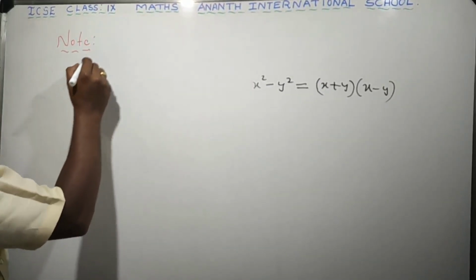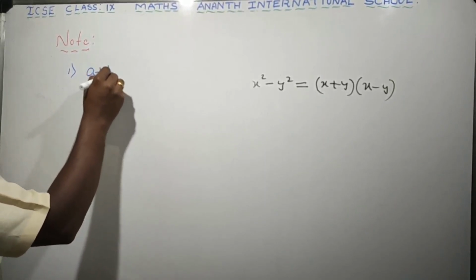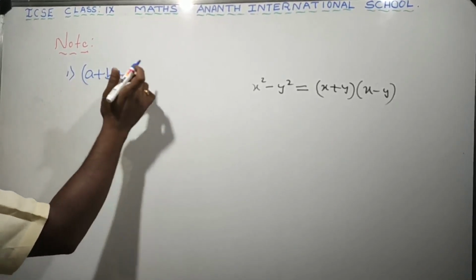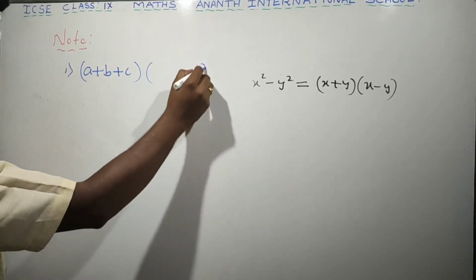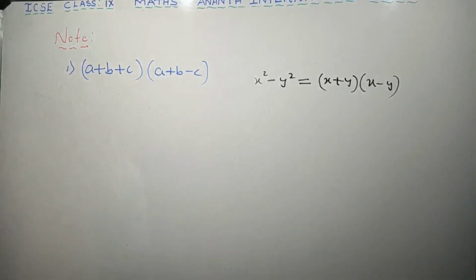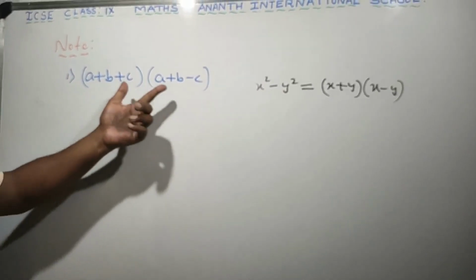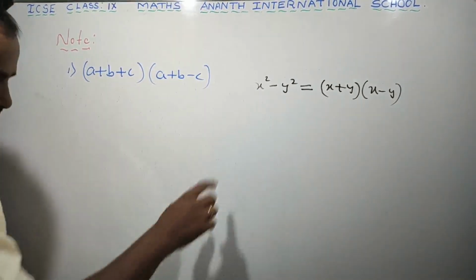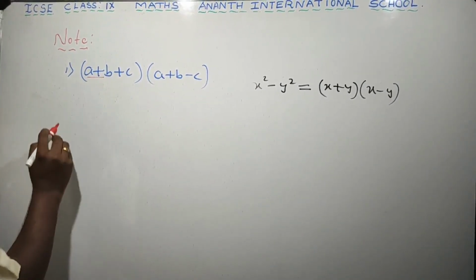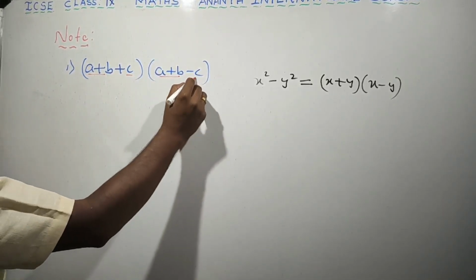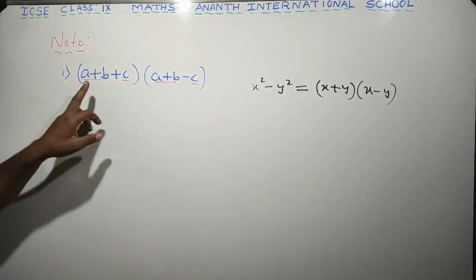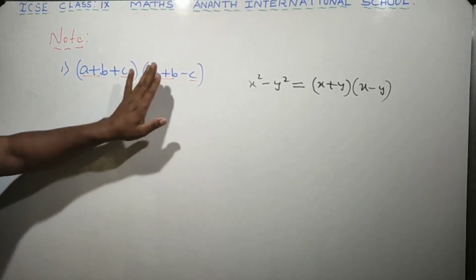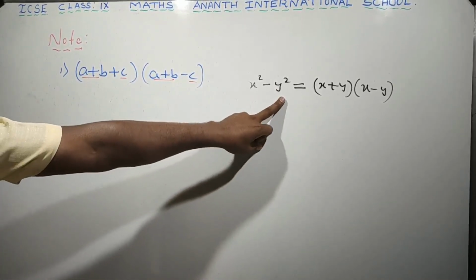Look here. First point: a plus b plus c, three terms, one trinomial expression, and another product, a plus b minus c, children. We are writing this in this form. Now look here, comparison: a plus b is one term, c is one term. Observe here. In the place of x, a plus b is there. In the place of y, c is there. x plus y into x minus y is equal to what will come? x square minus y square.